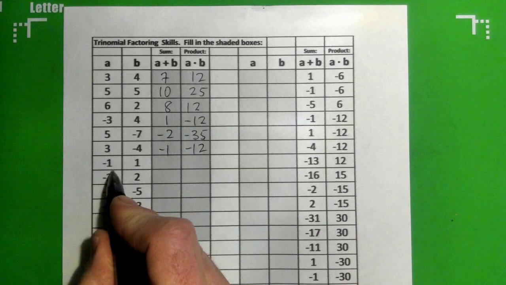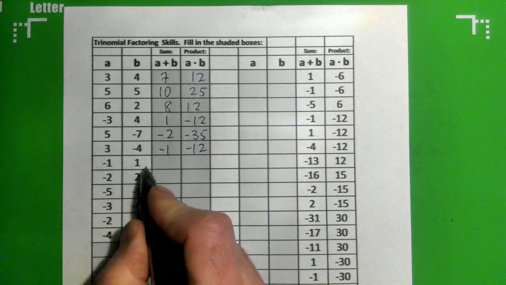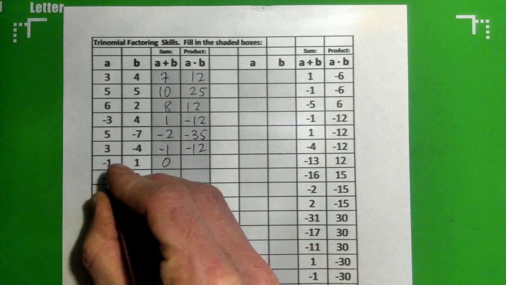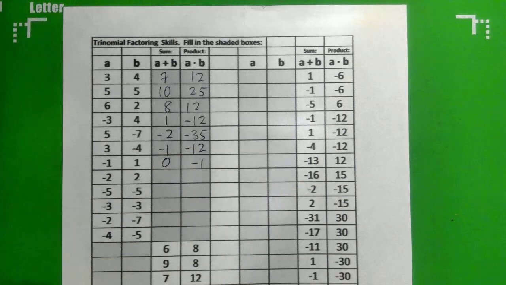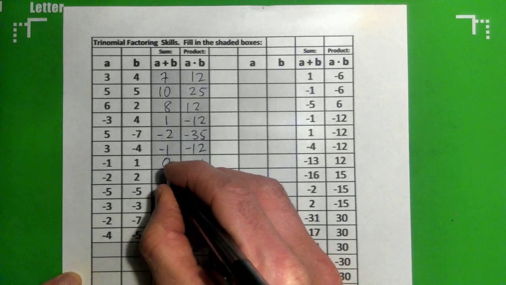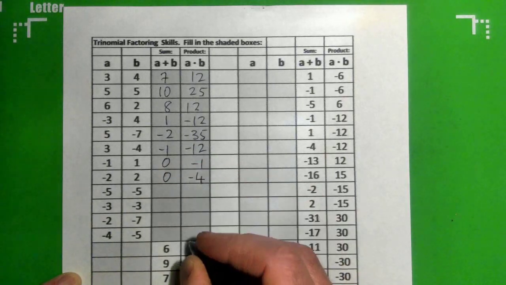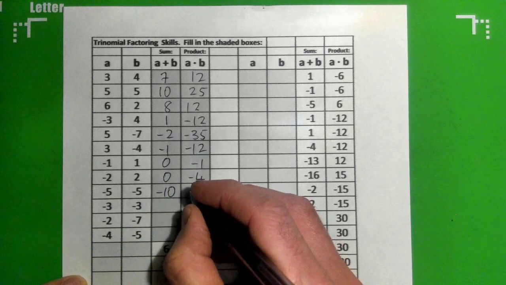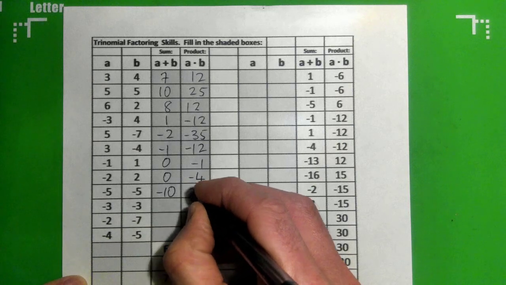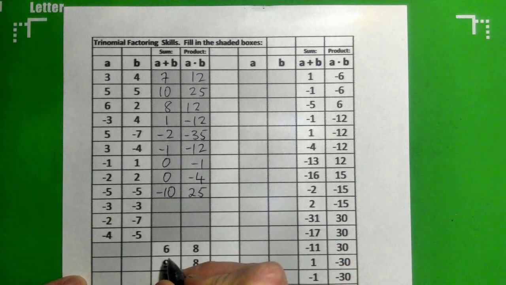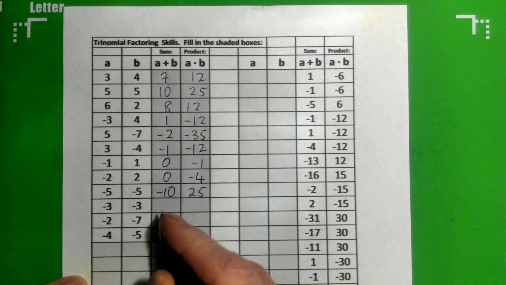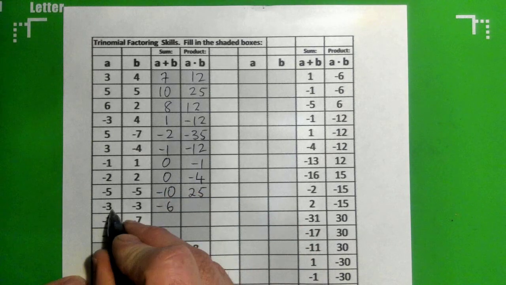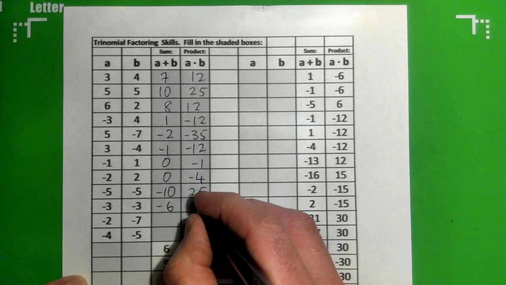And then on to these guys. A negative 1 and a positive 1. If you add them, you get 0. You multiply them, you get negative 1. So negative 2 and positive 2, they add to 0, multiply to negative 4. Negative 5 and negative 5, they add to negative 10, and they multiply to positive 25, because it's a negative times a negative. 3 negatives and 3 more negatives make 6 negatives, and when I multiply them, negative times negative gives positive 9.